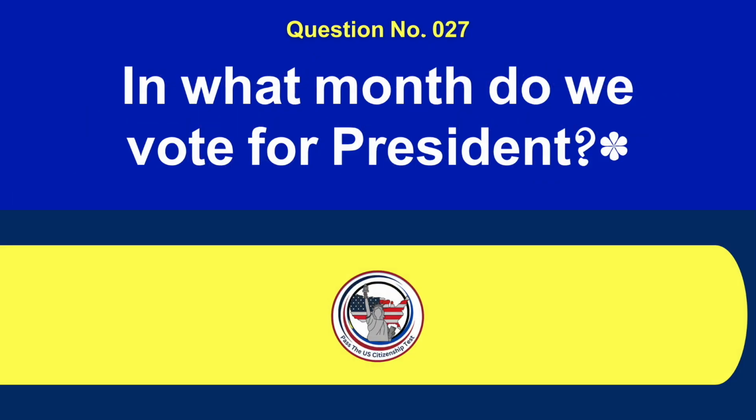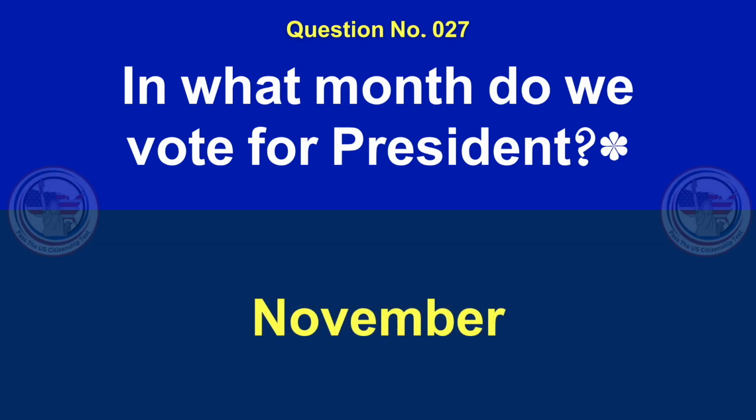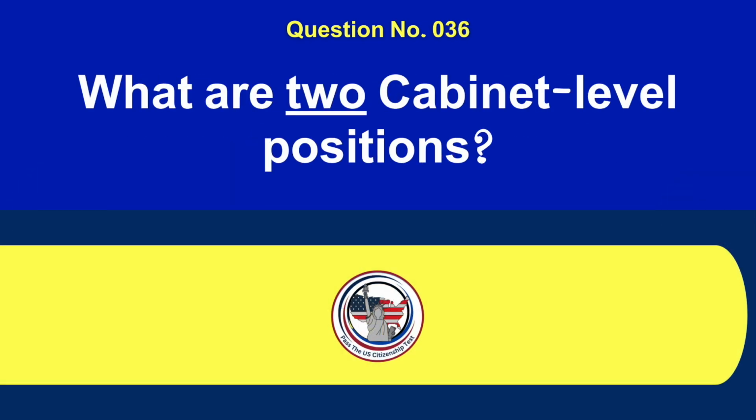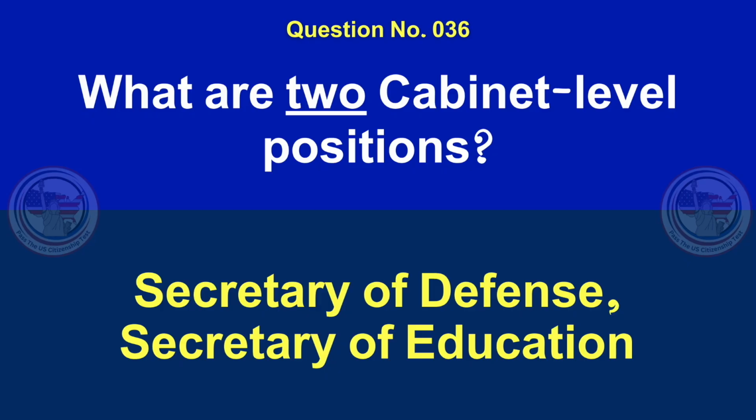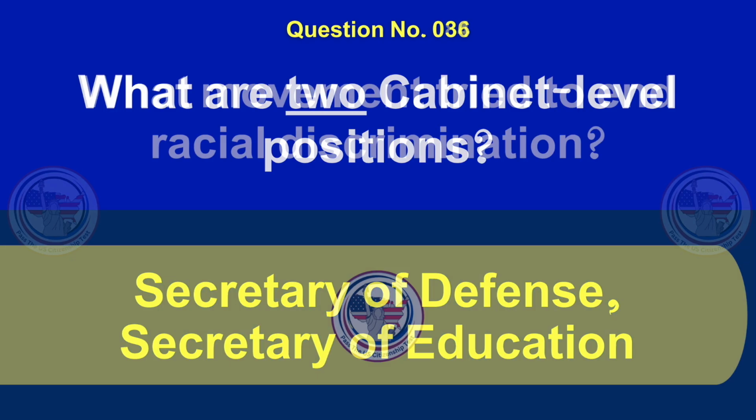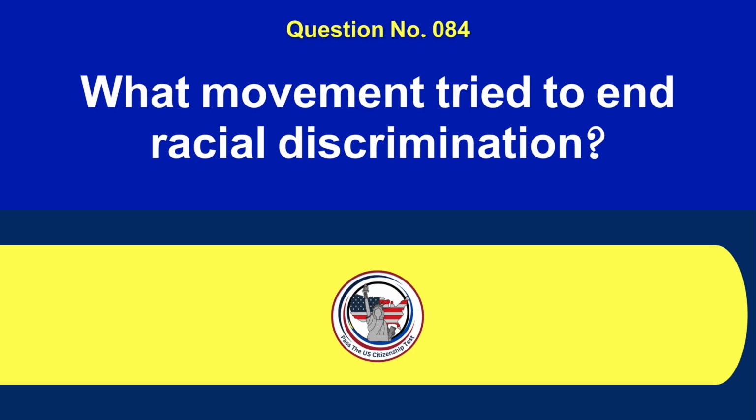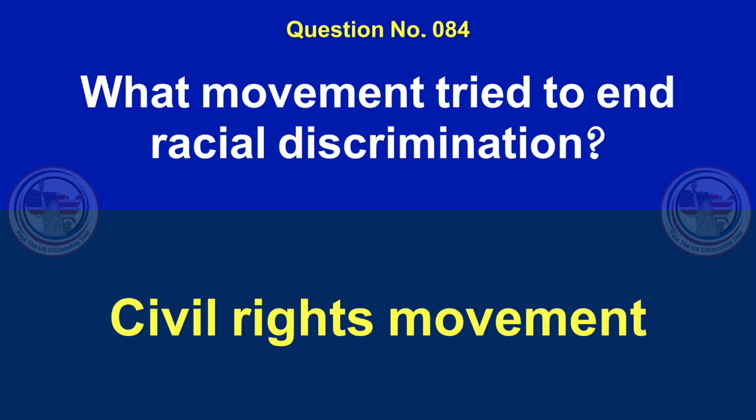In what month do we vote for president? November. What are 2 cabinet-level positions? Secretary of Defense. Secretary of Education. What movement tried to end racial discrimination? Civil rights movement.